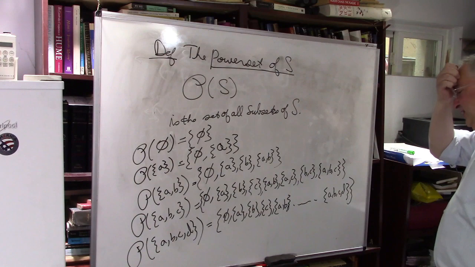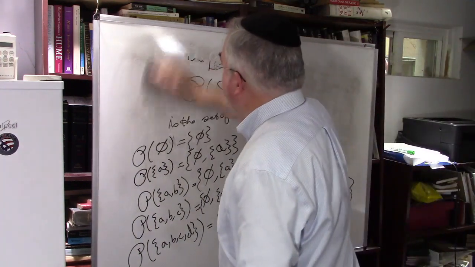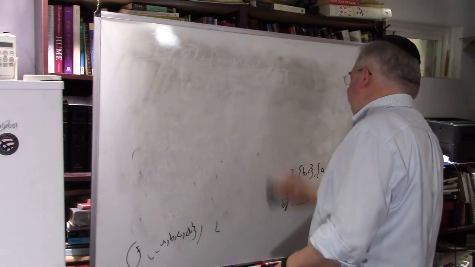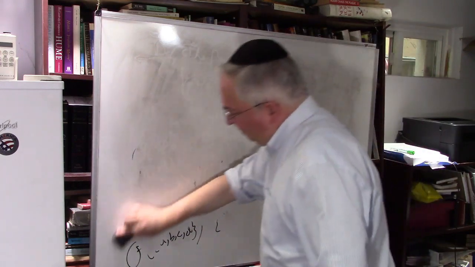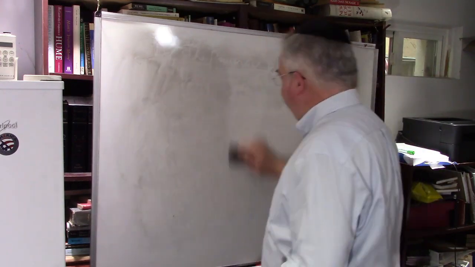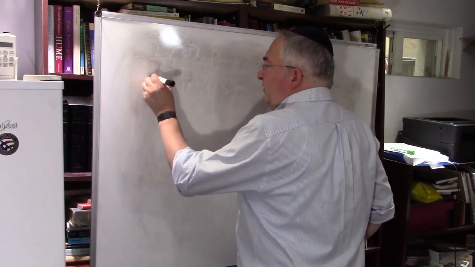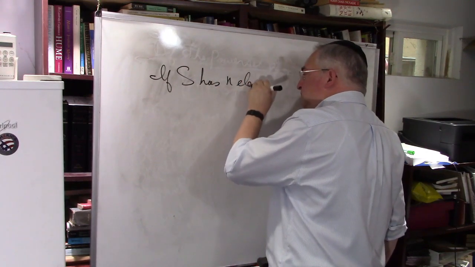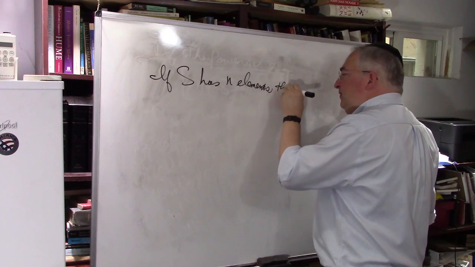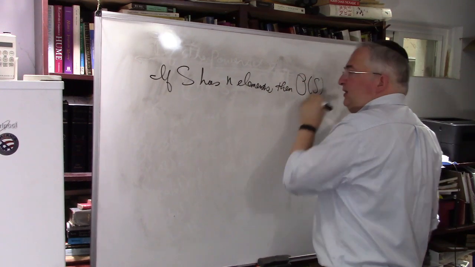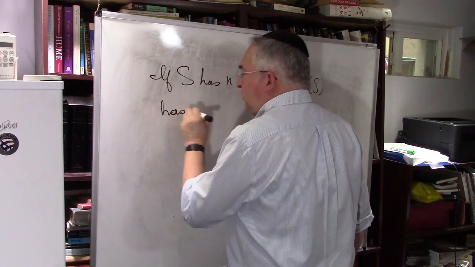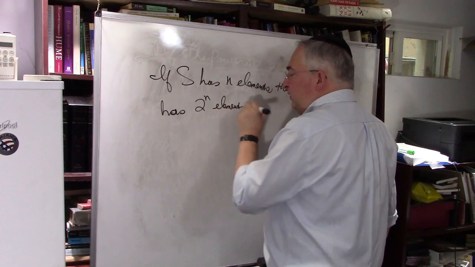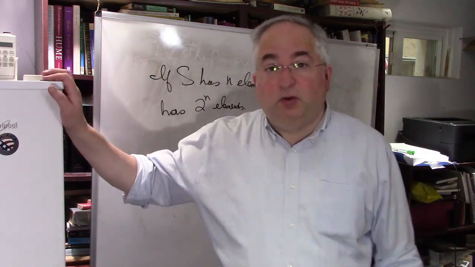Okay, so let's write down this pattern. The pattern is as follows. If S has n elements, then the power set of S has 2 to the n elements. That's a pattern. We saw it for 0, 1, 2, 3, and 4.